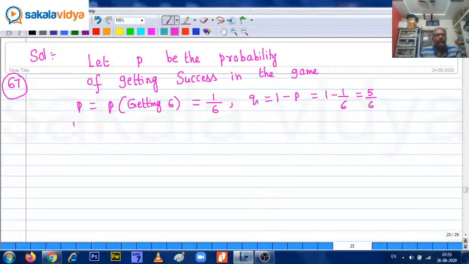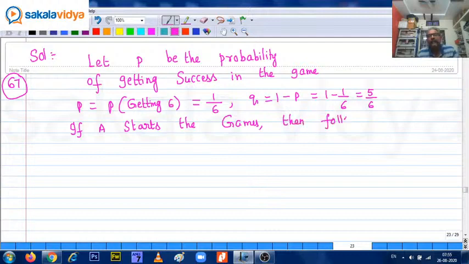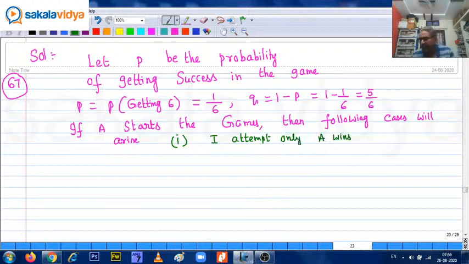If A starts the game, the following cases will arise. What is the first case? First attempt only, A wins. First time only he gets 6. Then he will be declared the winner.